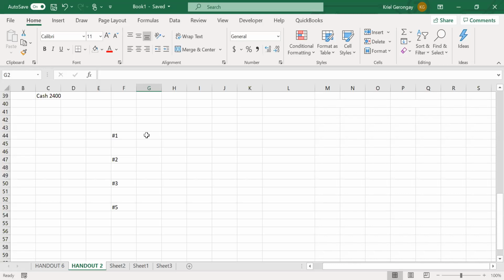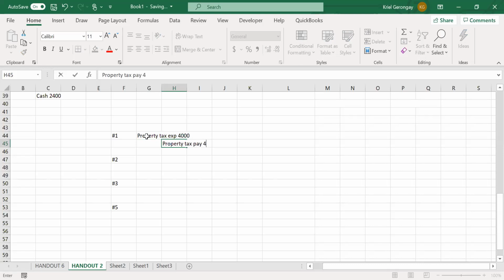To record this adjustment, we just have to debit property tax expense, which is 4,000, and then credit the liability part, which is property tax payable, 4,000.